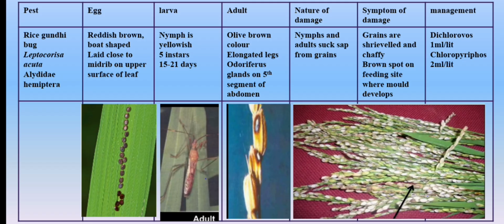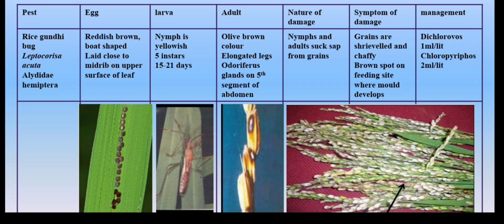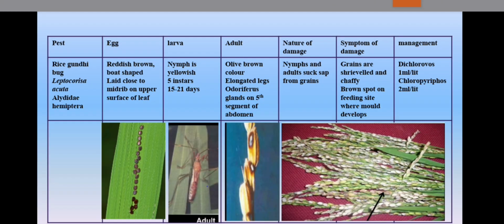This pest is rice gandhi bug. So the scientific name is Leptocoryza acuta, belonging to the family Alydidae and order Hemiptera. So this bug, as shown in the image, will lay reddish brown boat shaped eggs. These eggs are generally laid very close to the midrib of the leaf. So this is the rice midrib, and these eggs are laid very close to the midrib on the upper surface of the leaf.